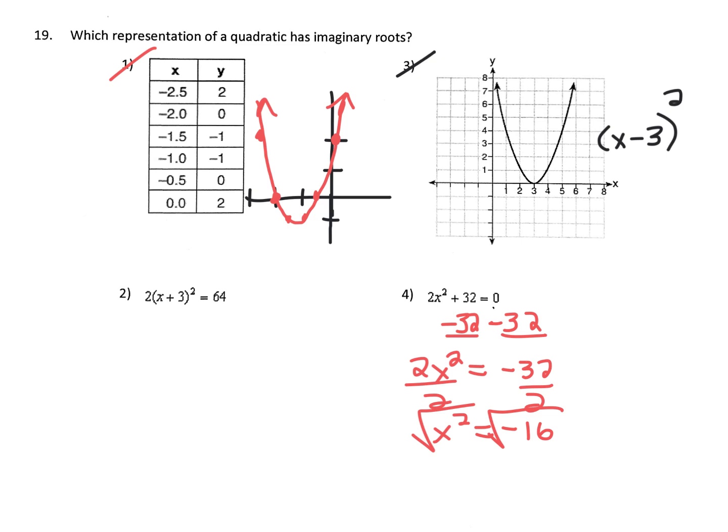So I'm going to write my final answer: x equals, this squared tells us we have two answers, so plus and minus. And remember, the square root of 16 is 4, and the square root of negative is an i. So this is going to be plus and minus 4i. This is the one with the imaginary roots.